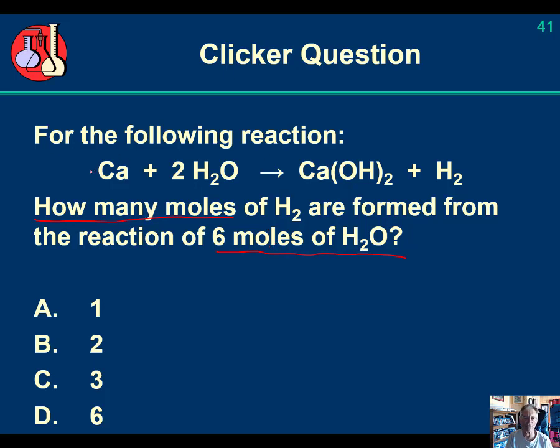We'll just check and see if this is balanced. I've got 1 calcium, 2 times 2 is 4 hydrogens. I have 2 times 1 is 2 hydrogens plus 2. 2 times 1 is 2 oxygens. So I'm balanced. I've obeyed the law of conservation of mass, so the rest is simple. How many moles of H2?